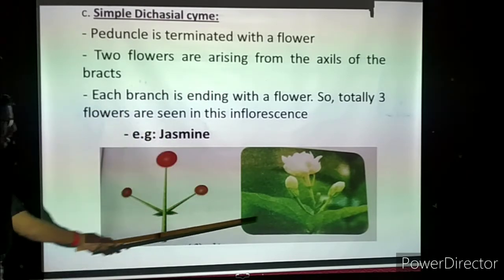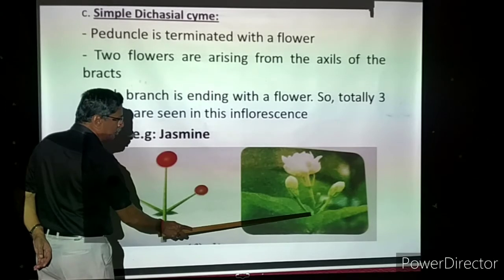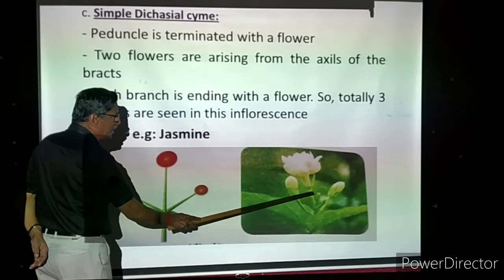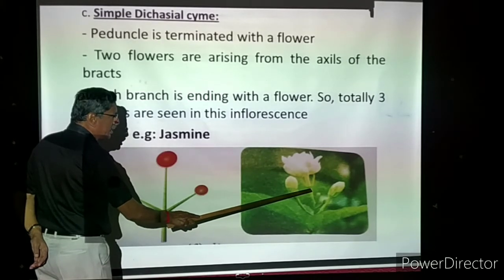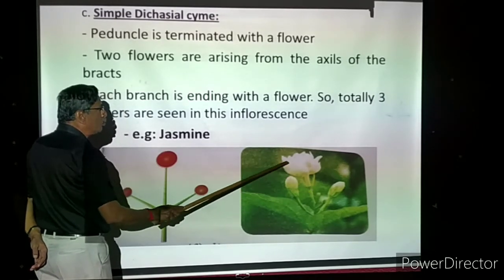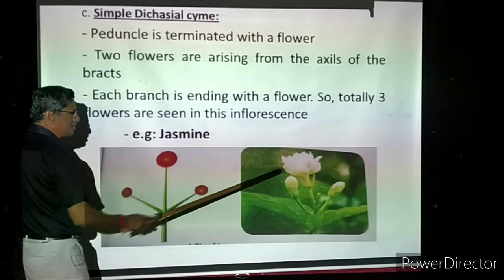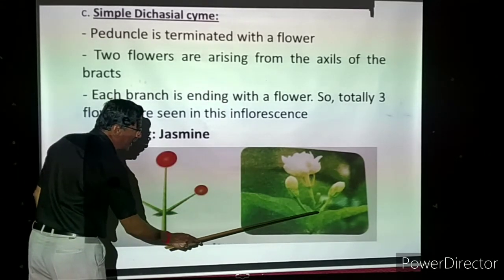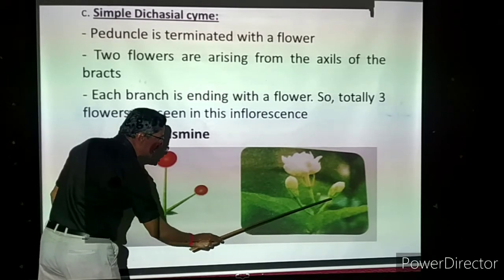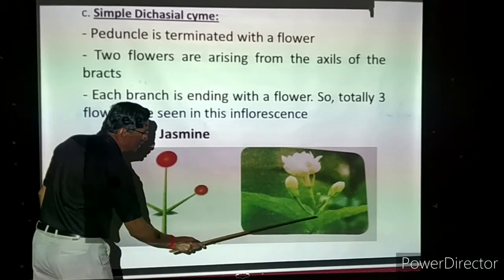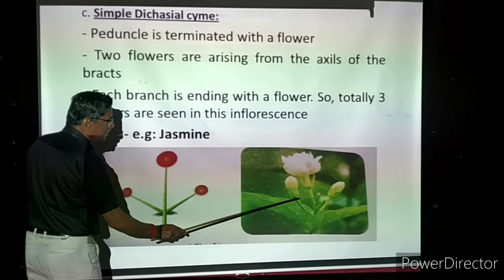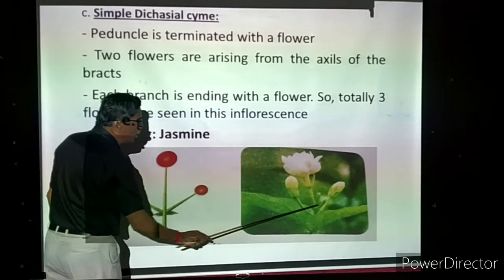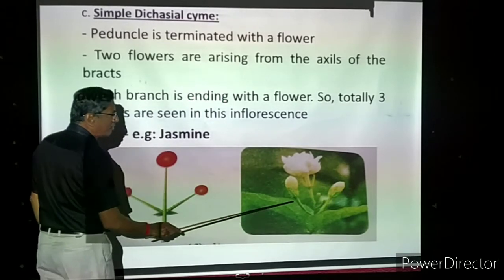Example, jasmine. Now this is a real photograph of the jasmine. Now you can see that peduncle. The peduncle is growing, then the growth is stopped. Now here one old flower will be present. It is the oldest. It is opened also, in blossom. Now here 2 bracts will be there. Here one branch is arising, a branch of the peduncle. Here also one branch of the peduncle is arising. Now each branch is ending with one flower. Here one, here one. So altogether 3 flowers will be there.